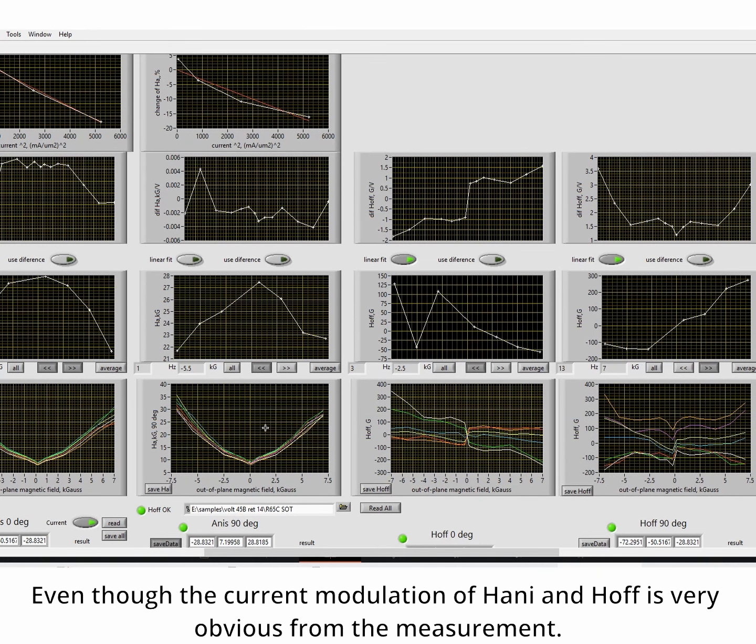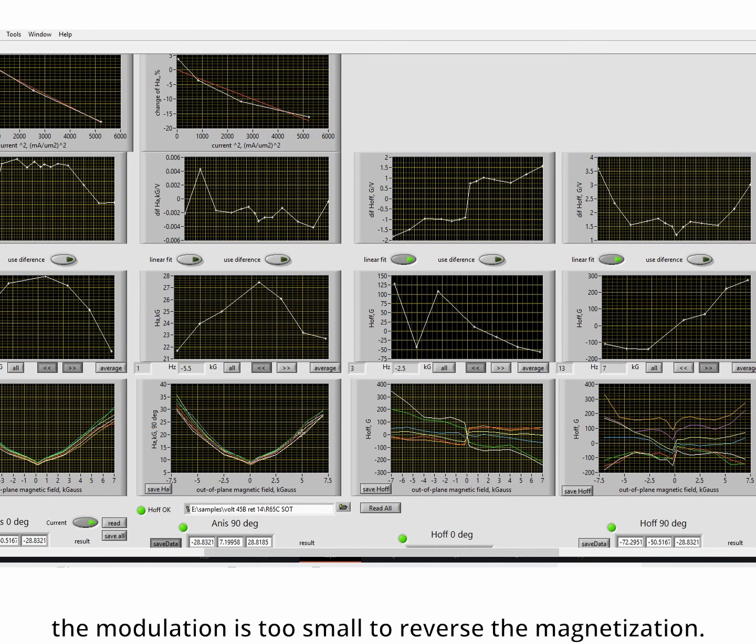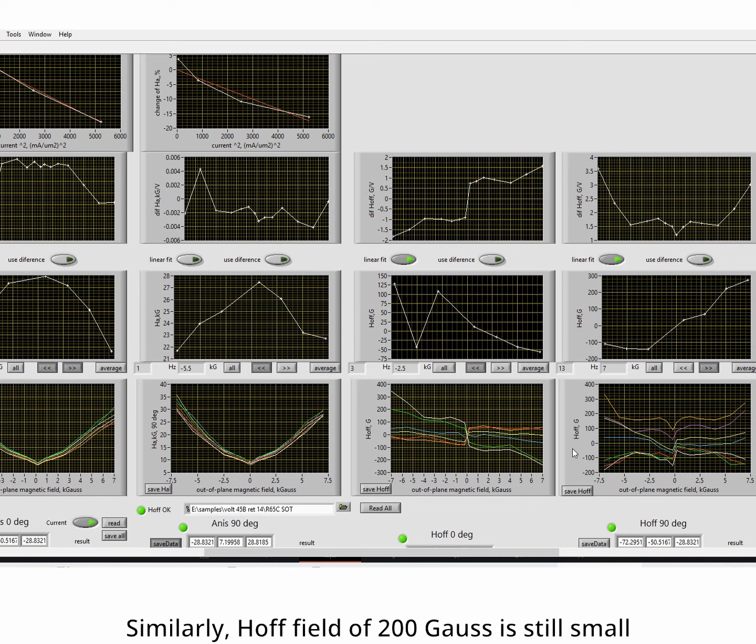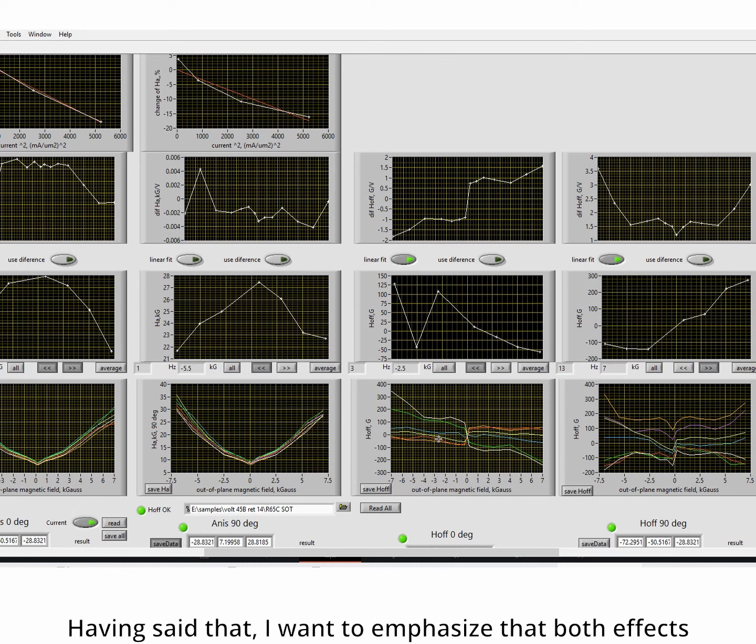Even so, the current modulation of anisotropy field and offset field, though very obvious from the measurement, is too small to reverse the magnetization. The modulation of about 1% of anisotropy field definitely does not lead to the magnetization reversal. Similarly, offset field of about 200 Gauss is still small and cannot reverse the magnetization either.